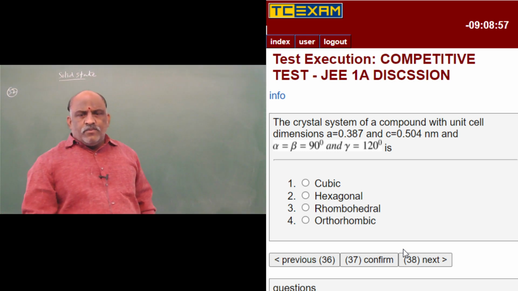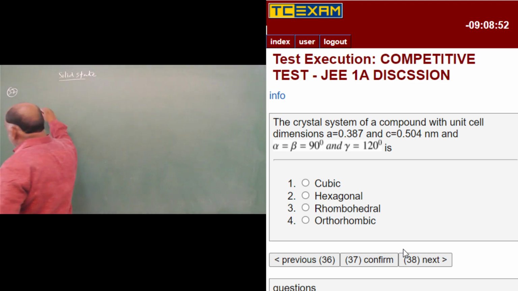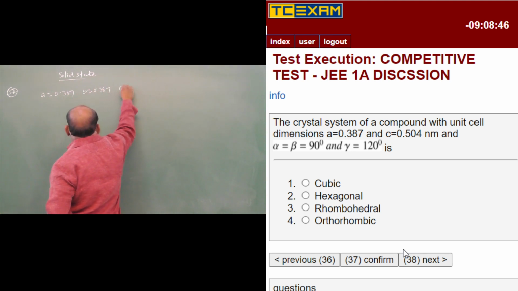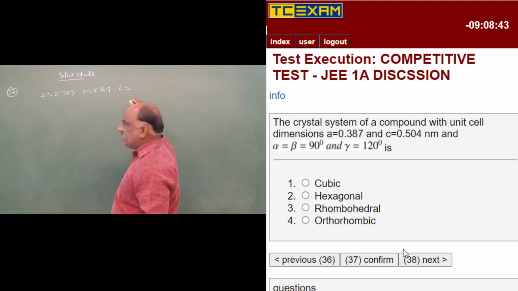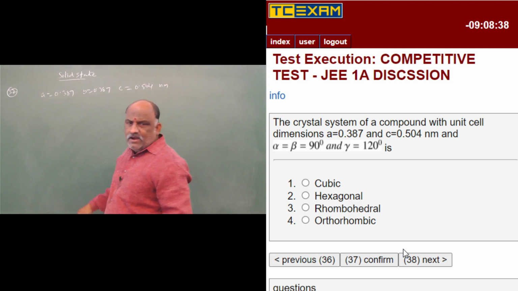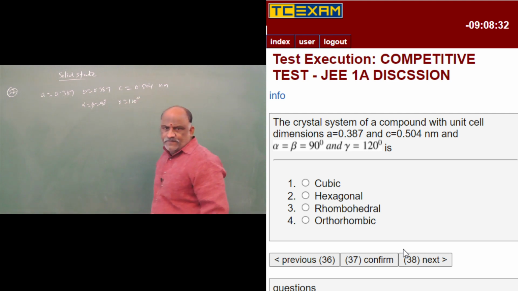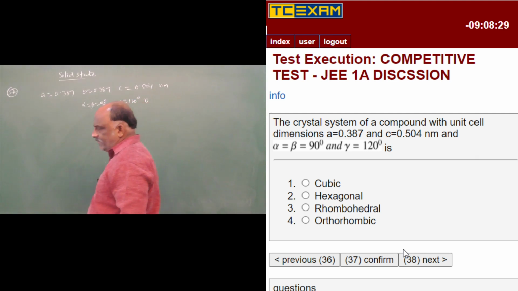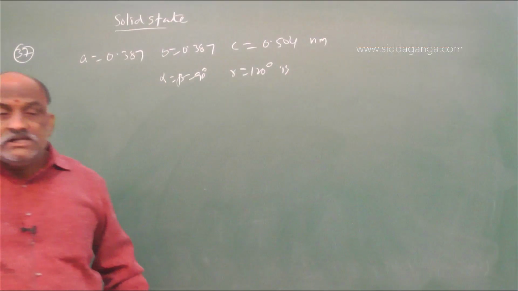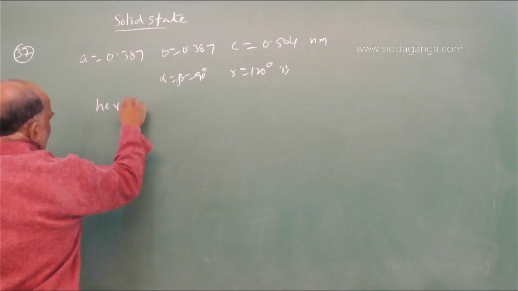Question 37. The crystal system of a compound with unit cell dimensions a is equal to 0.387, b is equal to 0.387, c is equal to 0.504 nanometers, and alpha is equal to beta is equal to 90 degrees, gamma is equal to 120 degrees. So this is an example of a hexagonal structure. Hexagonal is the answer.